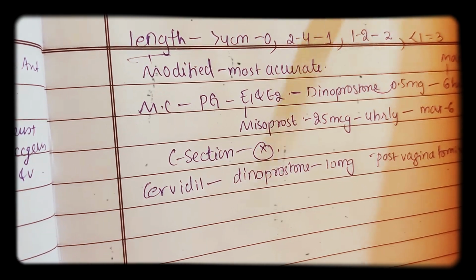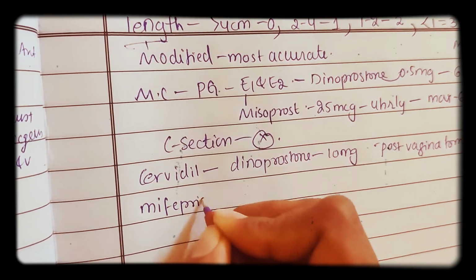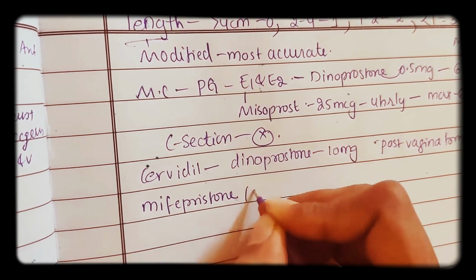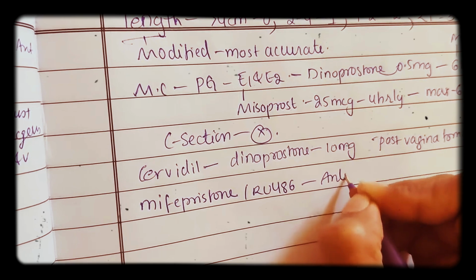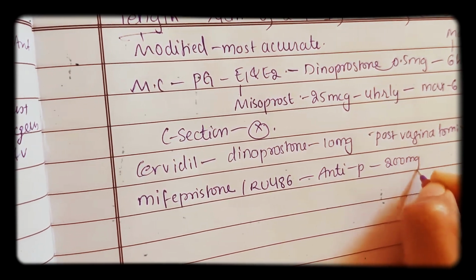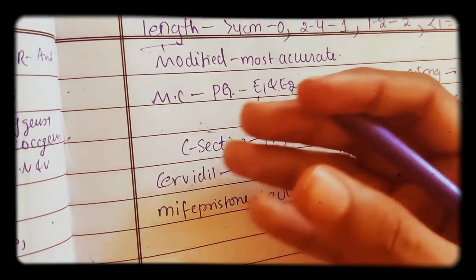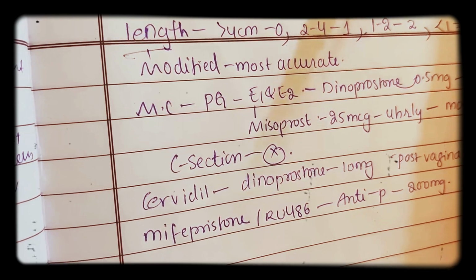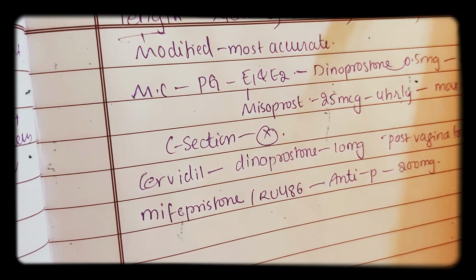Next coming to another drug, that is mifepristone, also called RU486. It is actually an antiprogesterone and the dosage is 200 milligrams given vaginally. And next coming to oxytocin. Of course oxytocin is used both for induction and also augmentation of labor. Now coming to the mechanical methods of induction.